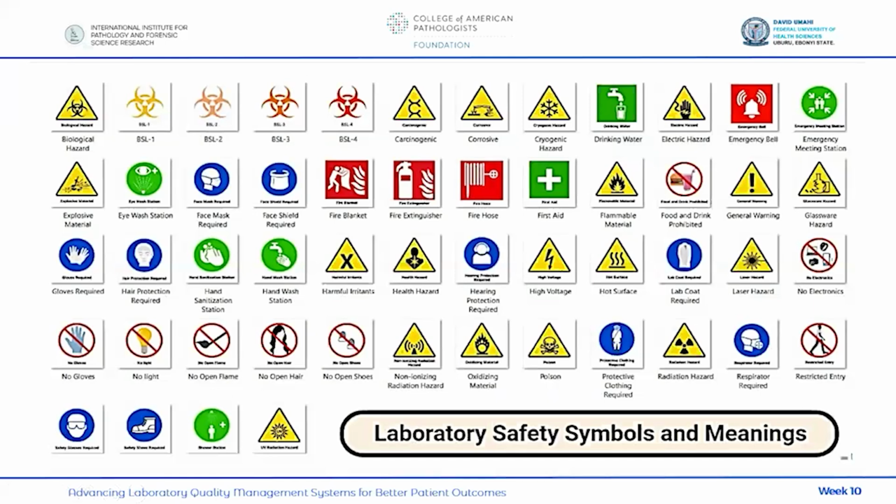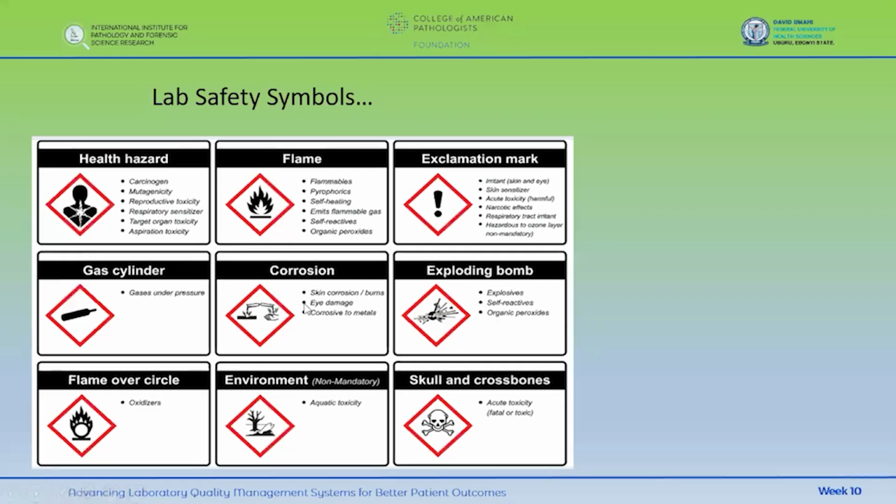Okay, so these are general signs, general symbols for lab safety, quite a number of them. I know many of us are familiar with a number of them, but it's good for us to know all these safety symbols. Which one is high voltage, where a lab coat is required, no electronics, glassware hazard. Each one is explosive material, health hazard, non-ionizing, ionizing material, poison. Okay, protective clothing required. Then these ones too.